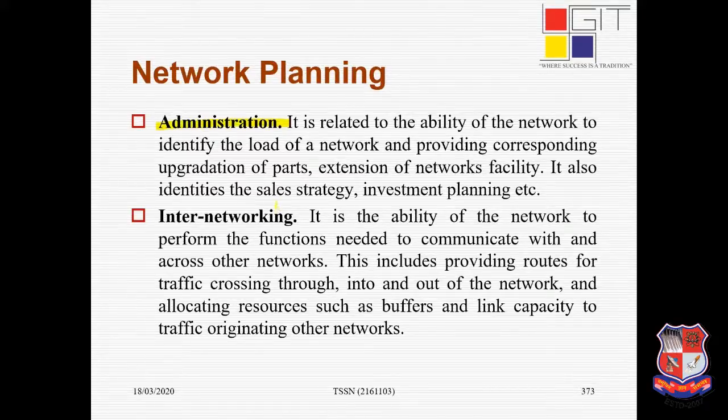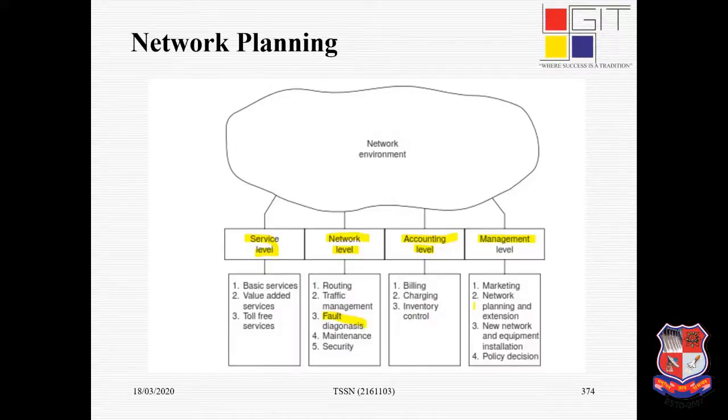Internetworking. It is the ability of the network to perform the functions needed to communicate with and across other networks. This includes providing routes for traffic crossing through, into and out of the network, and allocating resources such as buffers and link capacity to traffic originating from other networks. This we have already seen in quite detail over here.